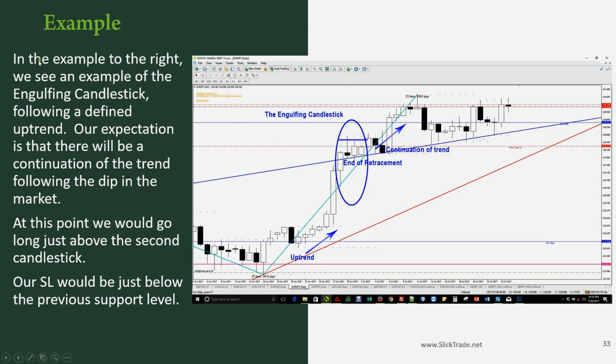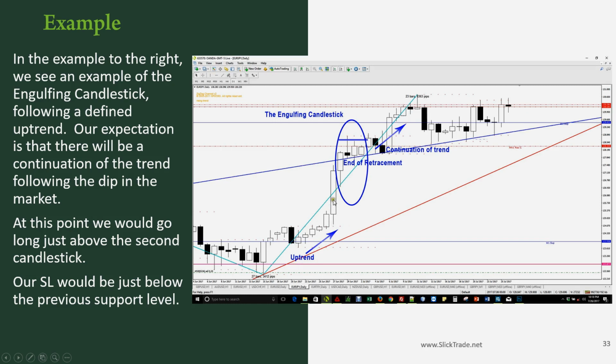So in this example to the right, we see an example of the engulfing candlestick. This is following a defined uptrend. Again, our expectation is that there will be a continuation of the trend following the dip in the market, or the retracement. At this point, we would go long just above the engulfing candlestick, and our stop loss would be just below the previous support.